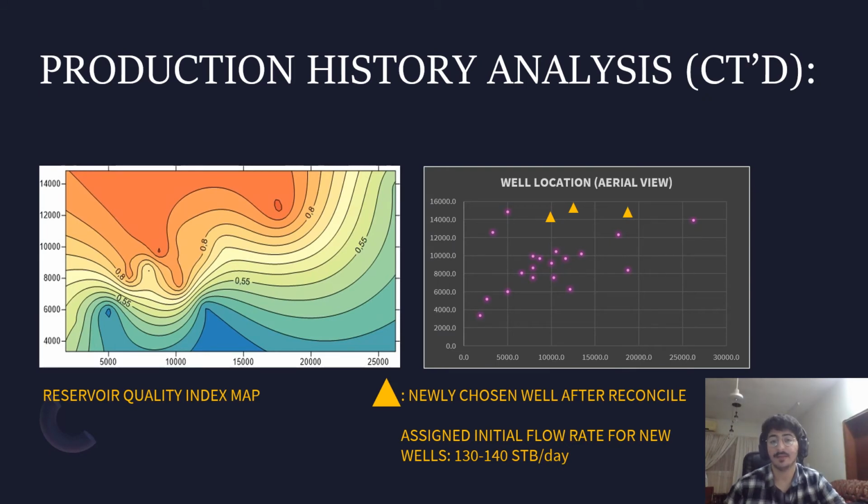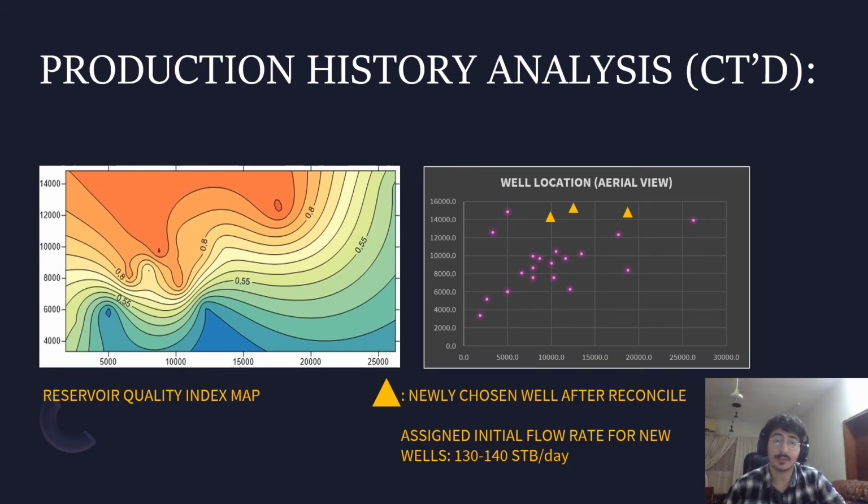After we have created the bubble maps, we have realized that the previously chosen well locations were not the best or the most optimum well locations that we need to drill in. So from last semester, we have used the reservoir quality index map as the best indicator of where the new well locations that we need to choose.